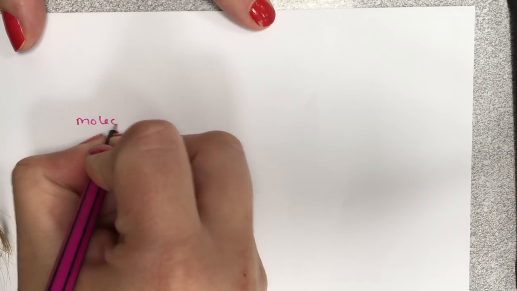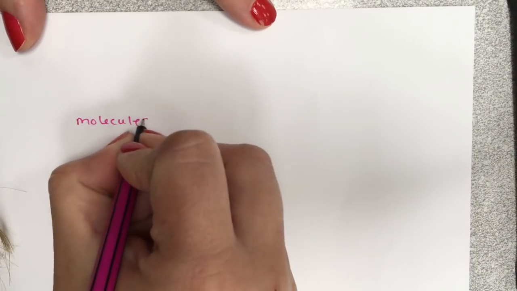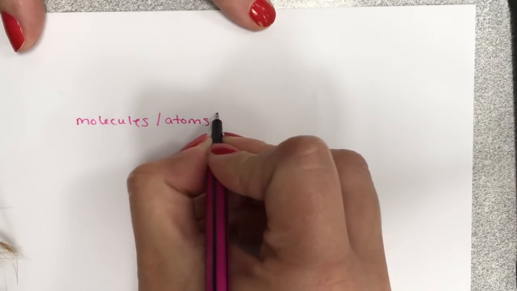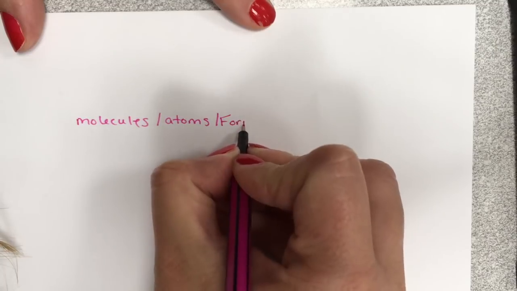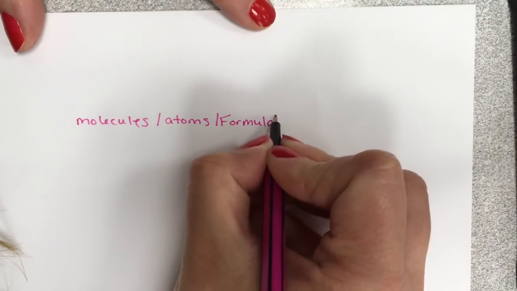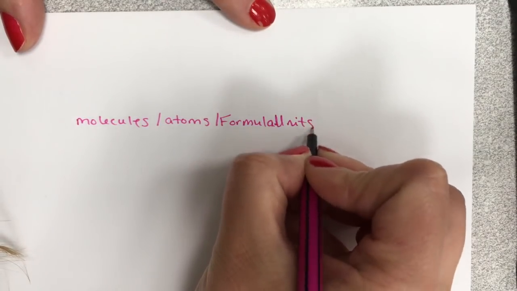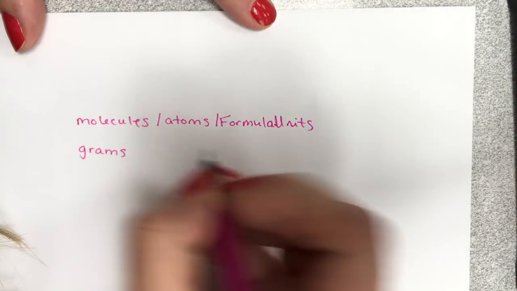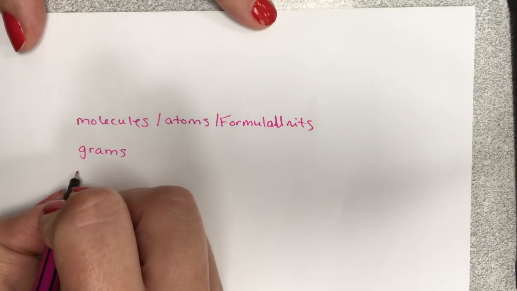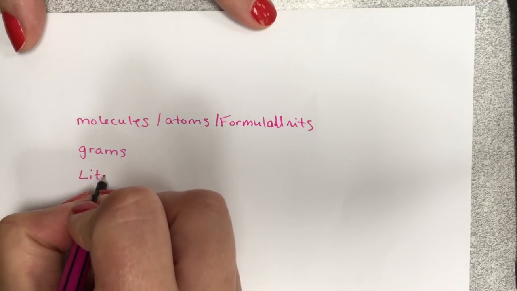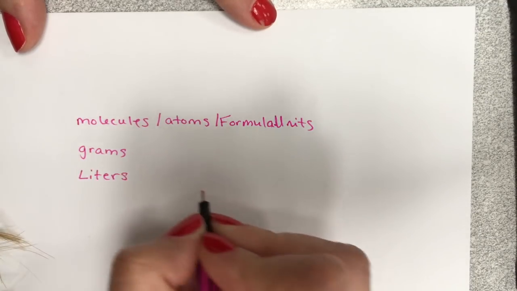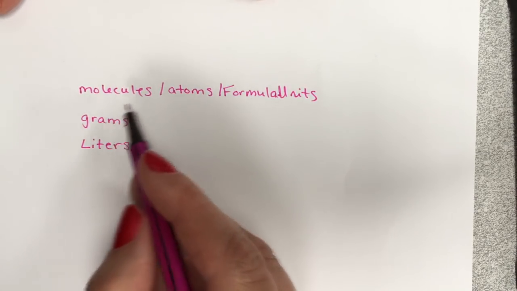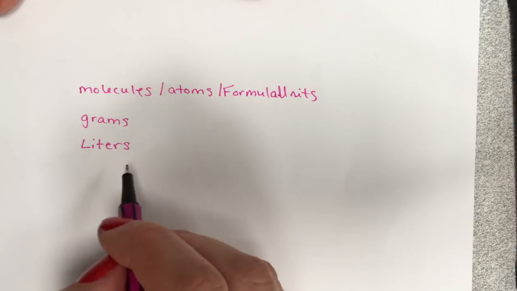So whether you're given molecules or atoms or formula units, it's all the same thing. Or you're given a mass, so grams. In 10th grade, it's only grams. And you may be given a volume, so this is liters of gas, not liquid. So you may be given one of these units.